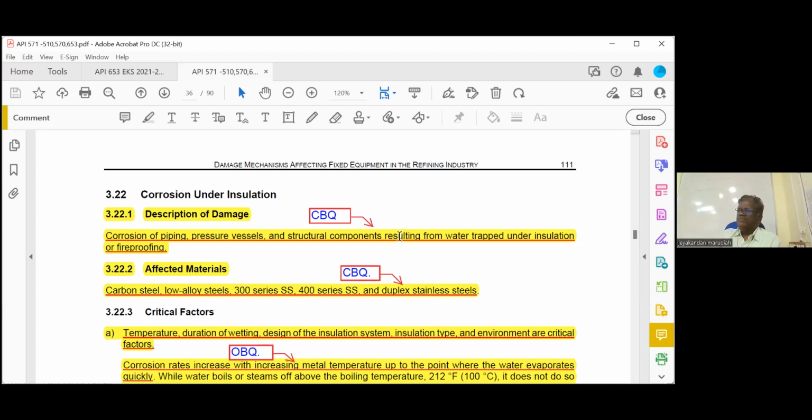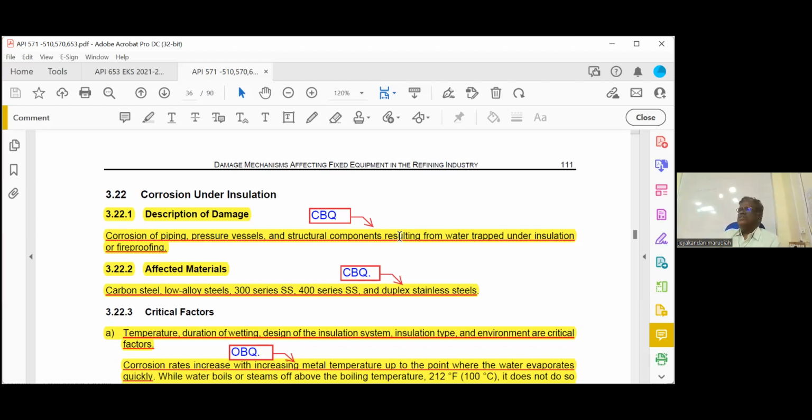If you take piping leakage, steam tracing leakage, the pipe vent drain, and any tank located downstream of the cooling towers. There is a big list. These are the possible areas of CUI. These are the critical factors. Now the next one, which material will it affect? Carbon steel, low alloy steel, austenitic stainless steel, duplex stainless steel. Temperature I already told you.